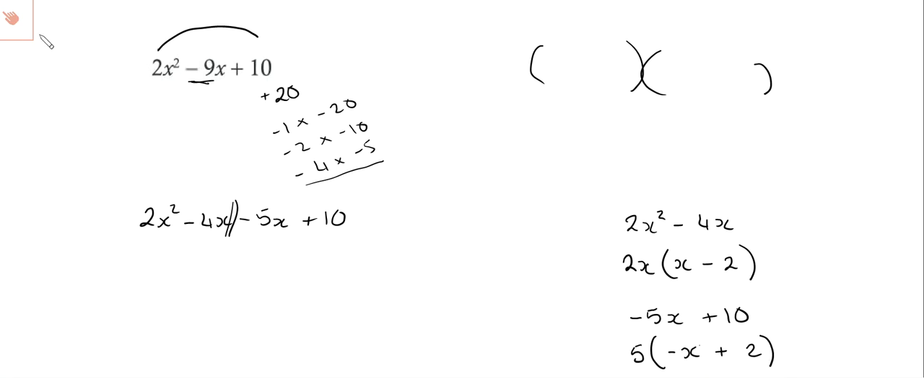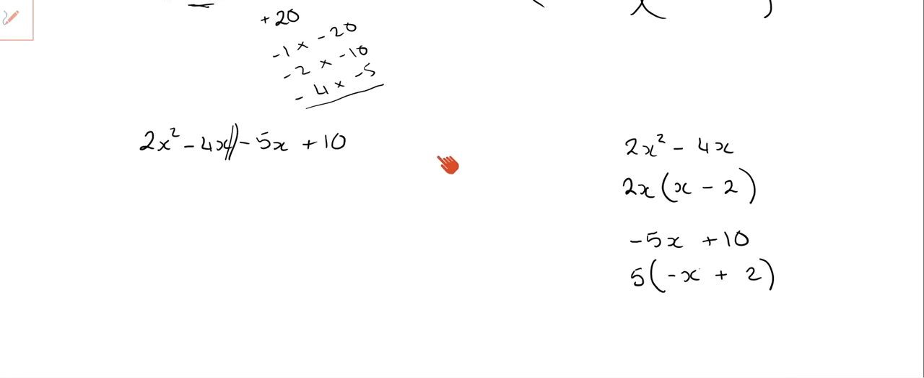Now, Matthew's got this because he's already said, actually, we could take a factor of minus 5 out instead. Why would I do that? Well, because I want this bracket and this bracket to be the same. So if I take a minus 5 out, what does that do? Well, it makes it x, and minus 5 times minus 2 gives me the positive 10. Right? So now I'm going to replace these two with these two. So I've got 2x times x minus 2 and minus 5 times x minus 2.